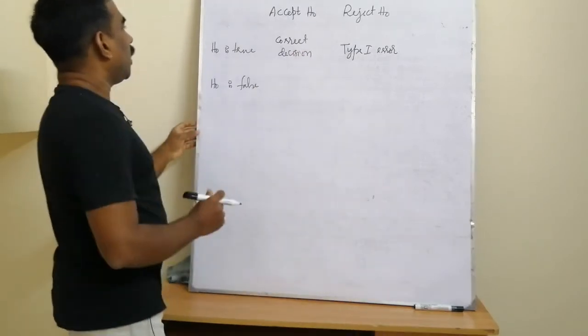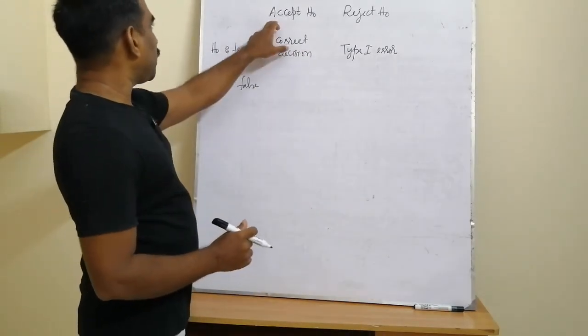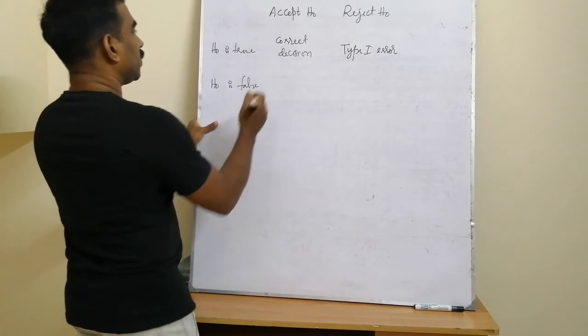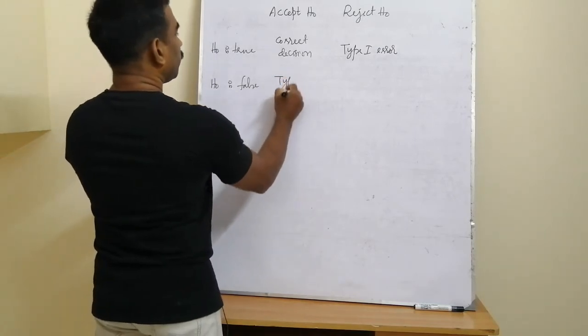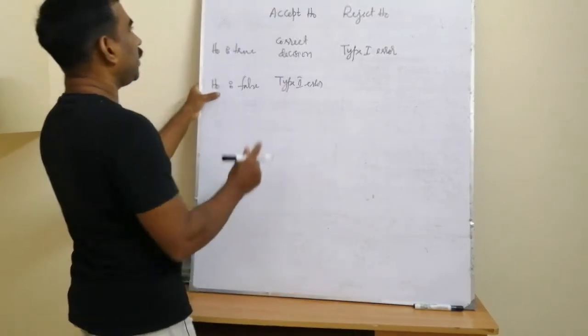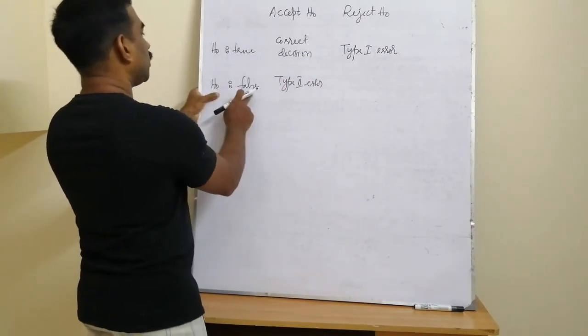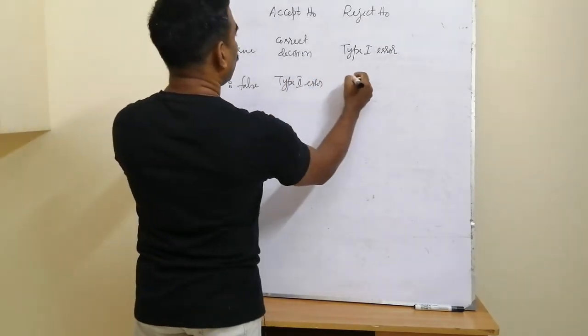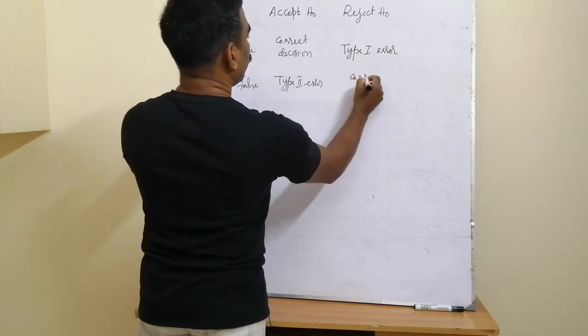Correct decision. And another error is accepting H0 when H0 is actually false. That is called a type 2 error. And reject a statement which is already false, no error, or it is correct decision.